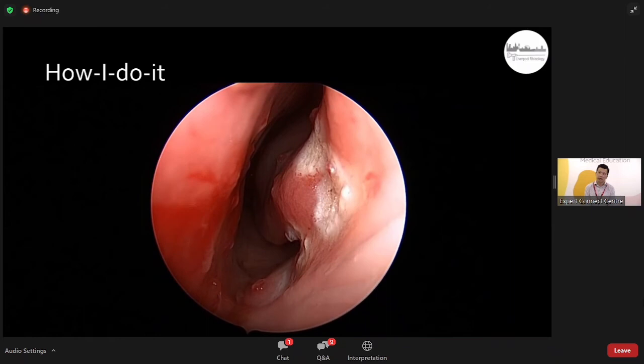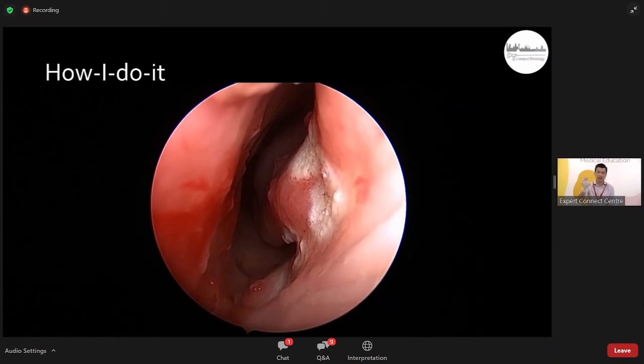Once I've tackled the telangiectasia anteriorly, I work my way more and more posteriorly. But with all these telangiectasia, there has to be a point when we stop. You can't chase every single telangiectasia within the nasal cavity. So I repeat what Prof said earlier: you try and tackle the largest, most visible ones, and then you coagulate them.